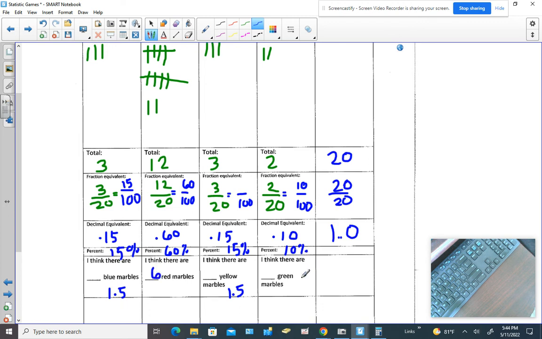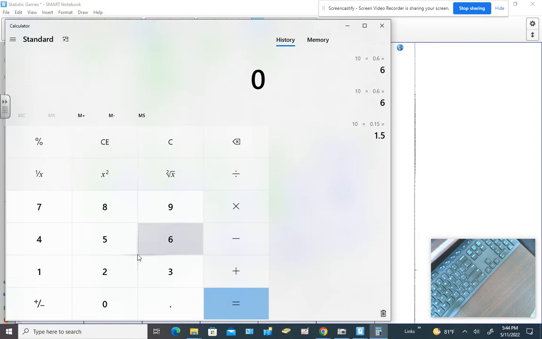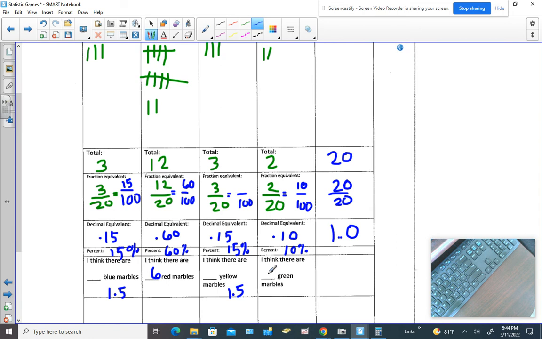All right, and what would 10% of 10 be? 10% of 10. So one way you can do that on the calculator, even though I don't think you need a calculator, there are 10 marbles, and 10% is equal to 0.1, and we get 1. So we'd expect 1 marble to be that color.